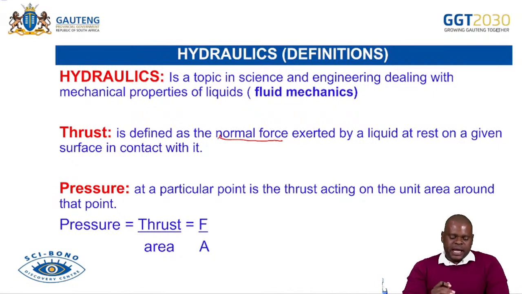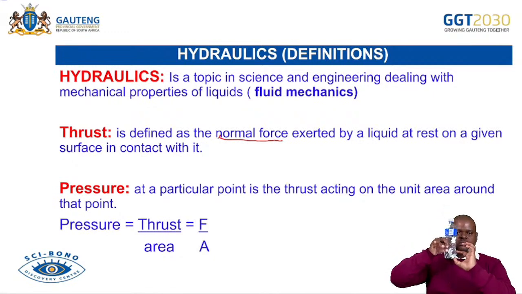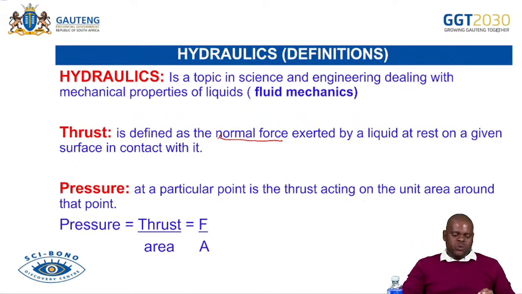Pressure at a particular point. We're not talking about just a pressure. If you have a container like this, we might need the pressure at the bottom here, the pressure of this water at the bottom. Are we together? That is why we're saying a pressure at a particular point is the thrust acting on the unit area around the point.